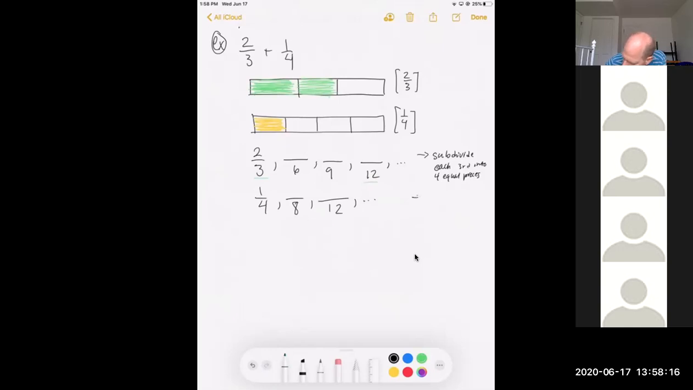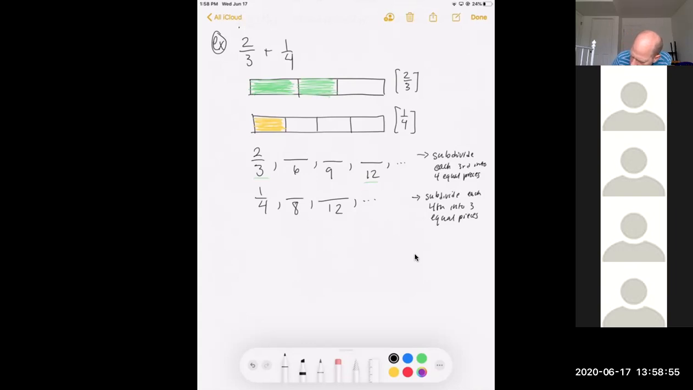Okay, I'm going to take each 4th and subdivide it into 3 equal pieces. If I take each 4th and separate it into 3 equal pieces, then I have my 12ths, which is the same as the 3 subdivided into 4 pieces. So sometimes they are the product of the denominators, and sometimes they're not. Sometimes there's simpler common denominators than just the product of the denominators. But if you use the product, it will always work.